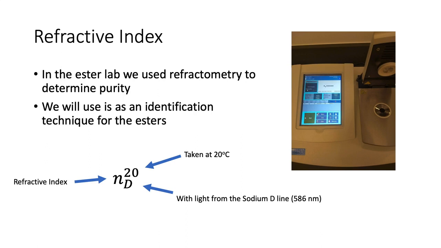Then we're going to measure refractive index. We talked about refractometry a little bit in the essential oil lab. In the essential oil lab, we used the refractometer to determine the purity of our samples. But in this lab, we're going to use it as an identification technique for our esters. So every liquid has a characteristic refractive index. So we can measure the refractive index, compare it to the literature value, and that will also help you identify your unknown ester.